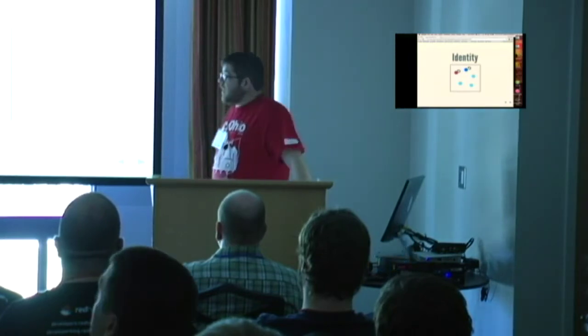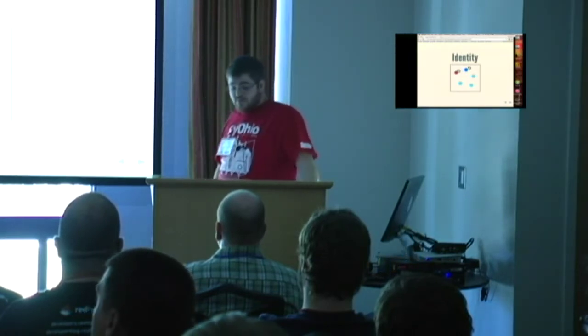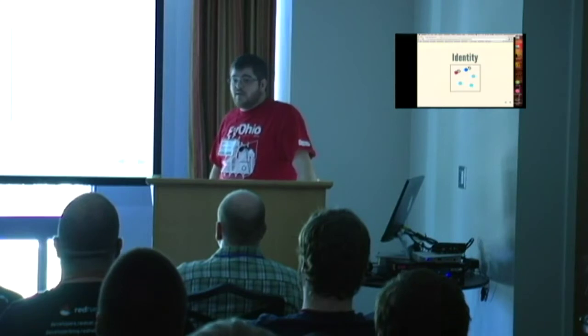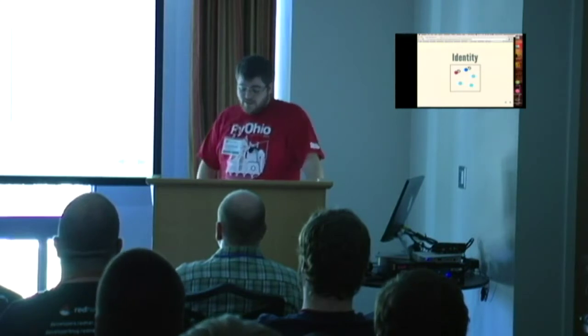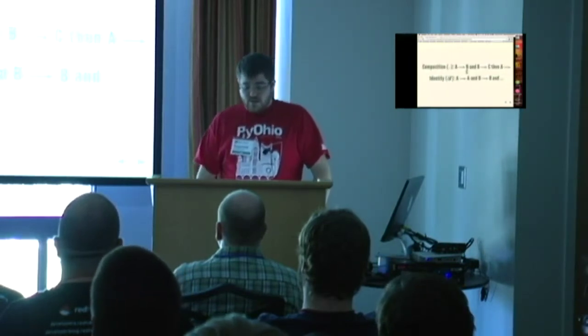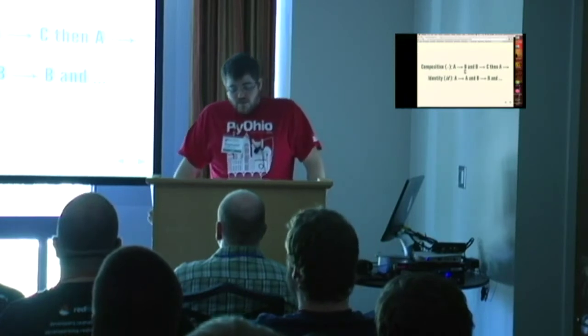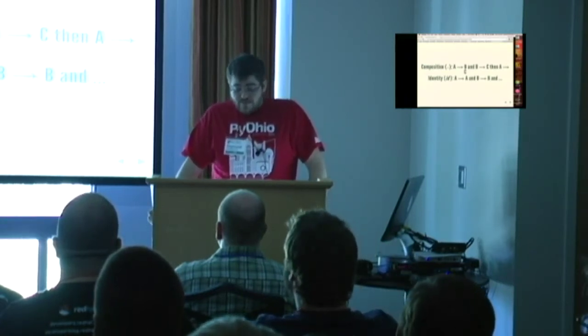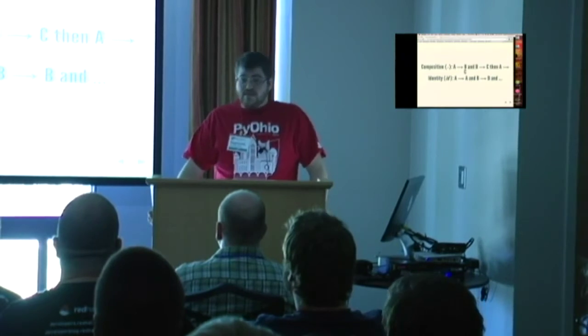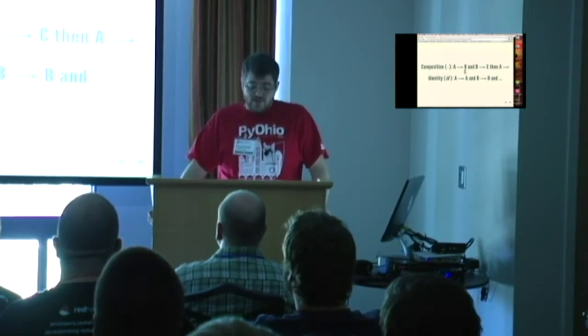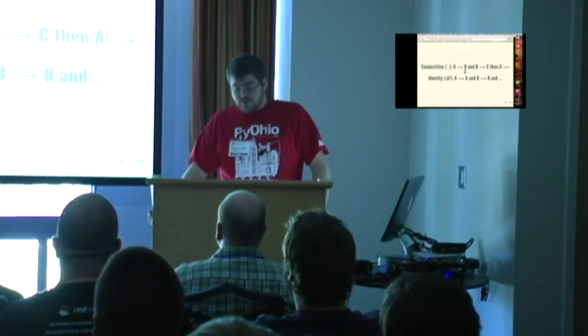You also have a concept of identity. Identity is pretty simple. A maps to A, B maps to B. Not super important for this talk, but interesting. So again here, if A maps to B and B maps to C, then it follows that A maps to C. We call this an associative composition.